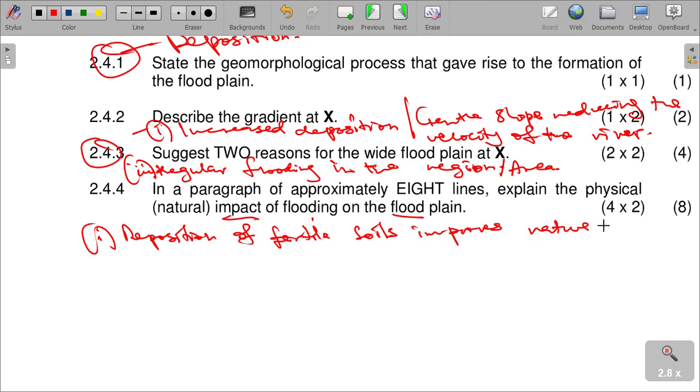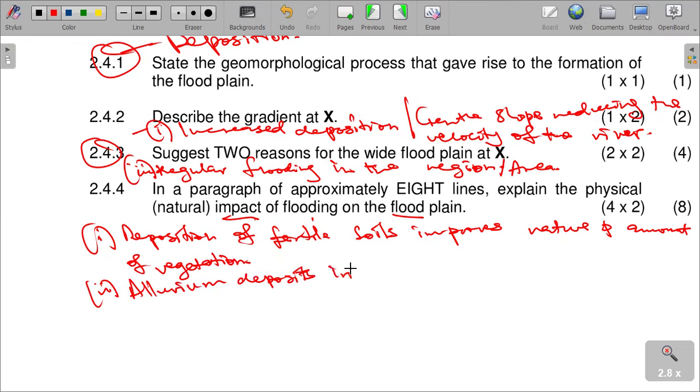That can be true. We can also talk about the alluvium deposits. The alluvium deposit increases the quality of the soils that are found there. Alluvial deposits increase the types of soils that are found there.